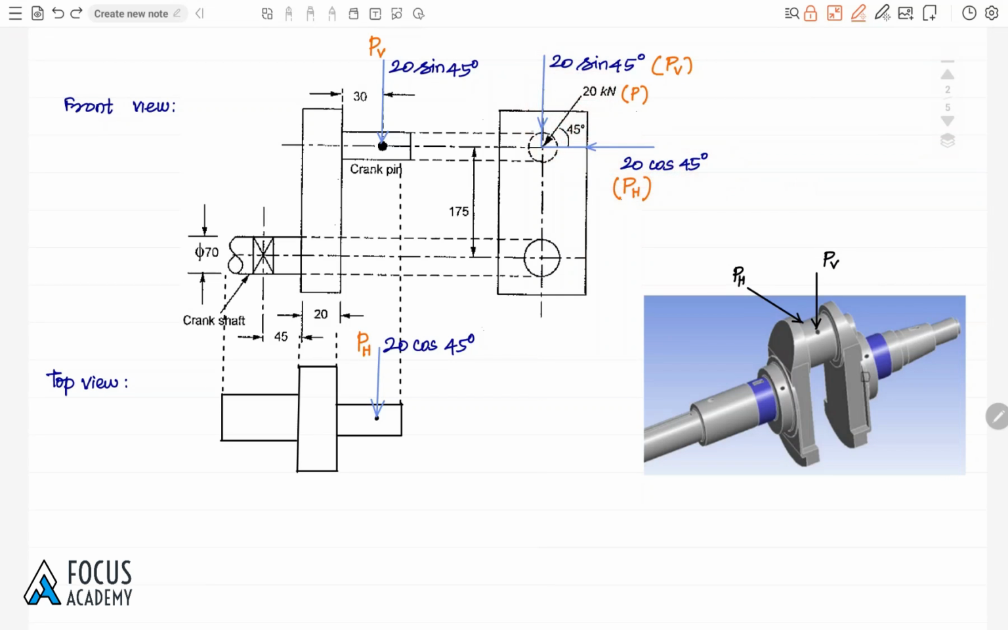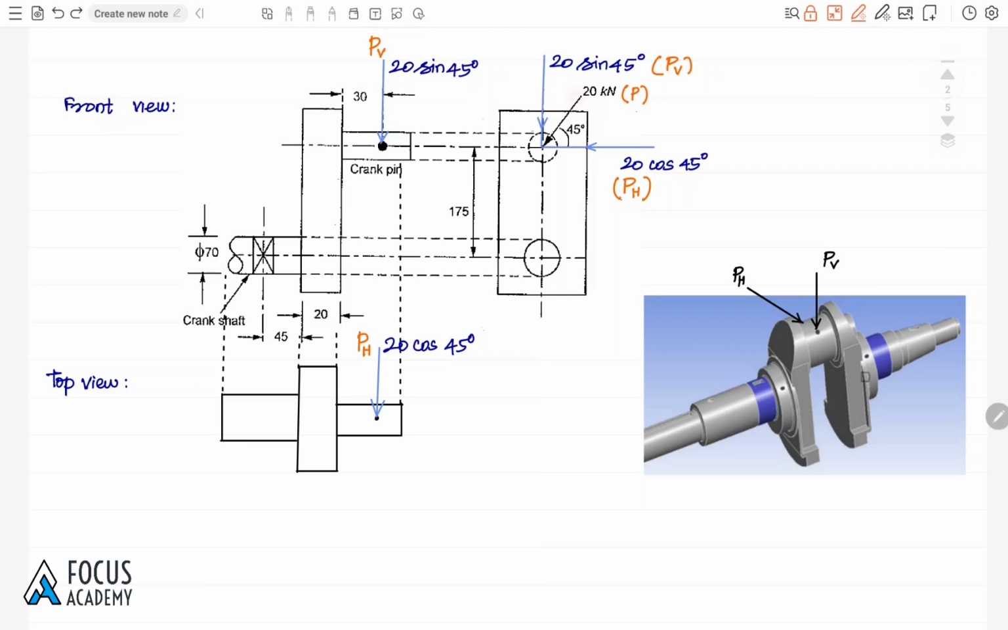If the angle is mentioned with horizontal line, the horizontal component is cos. Whichever line the angle is mentioned with, that line will be the cos term. If the angle is mentioned with the vertical line, the vertical one is the cos term. Here the angle is mentioned with the horizontal line, so horizontal component will be the cos term: 20 cos 45, and the other term will be 20 sin 45. That will be known from the force resolving in engineering mechanics. You should see the video that is already in the playlist of engineering mechanics.